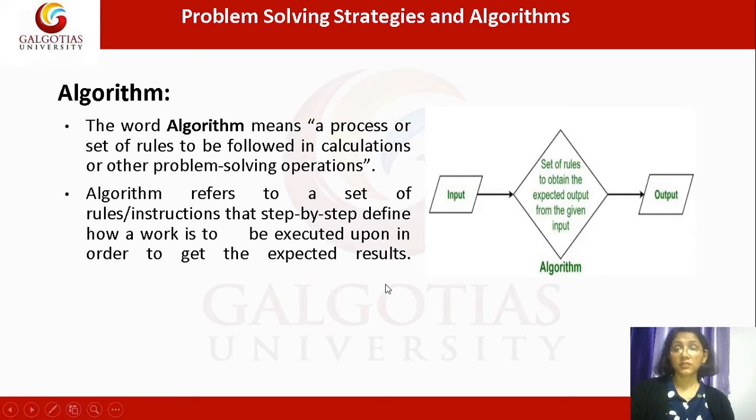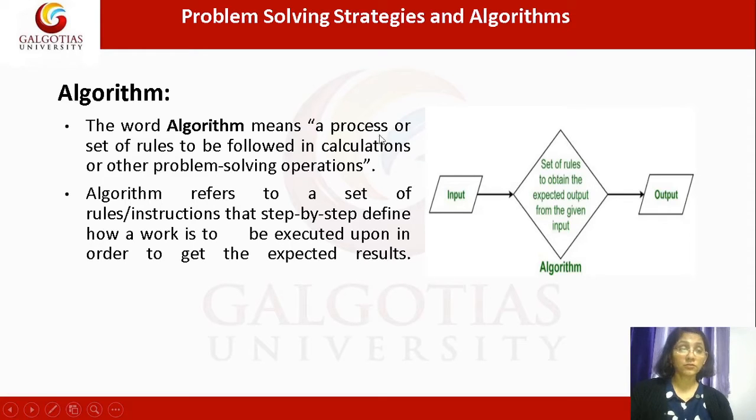As I had mentioned here, a sequence of finite, unambiguous steps. Each and every word has got a meaning. Sequence means each and every instruction should be in sequence. Finite means the set of steps that you are going to write as a part of the algorithm should be finite. You cannot have an infinite number of steps. And unambiguous means every instruction should have a single meaning. You cannot have an alternate meaning for each and every instruction that you are going to define as a part of your algorithm.